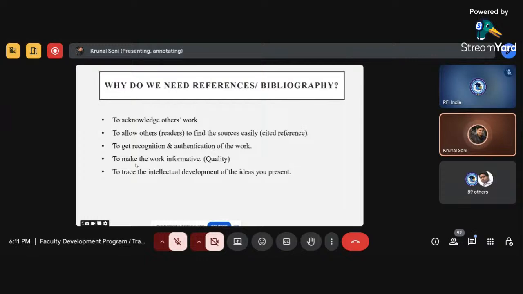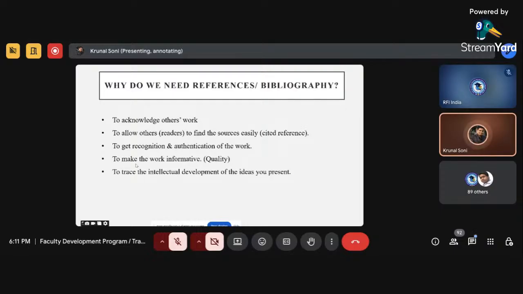Third, to get recognition and authentication of works. Obviously, if we are acknowledging others' work, then directly or indirectly we are recognizing their work, and at the same time, we are also authenticating it. If I am drafting a particular line in my research paper, who has authenticated those lines? You can always go and find this particular line in this particular paper. That is where the citations work to prove the authenticity, just like we discussed one point, to prove your research to be ethically correct. So obviously, authenticity is going to be proved through referencing and bibliography.